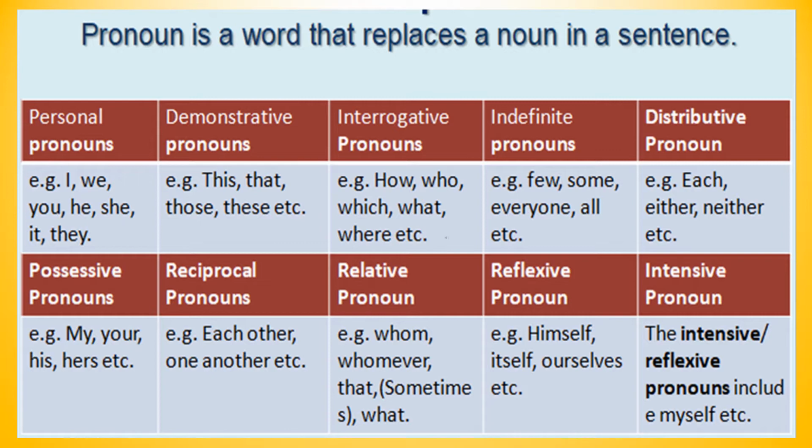Intensive pronouns are also called emphatic pronouns. An intensive pronoun is a form that adds emphasis to a statement. For example, I did it myself. More examples of intensive pronouns are myself, himself, ourselves, etc. It seems similar to a reflexive pronoun, but the difference is reflexive pronouns are used when the subject and the object of a sentence are the same. But intensive pronouns are used to add emphasis to a statement.